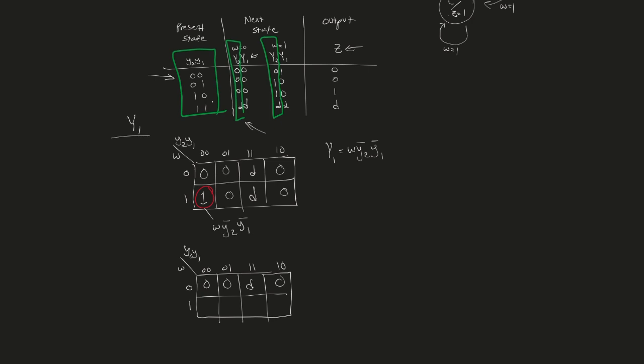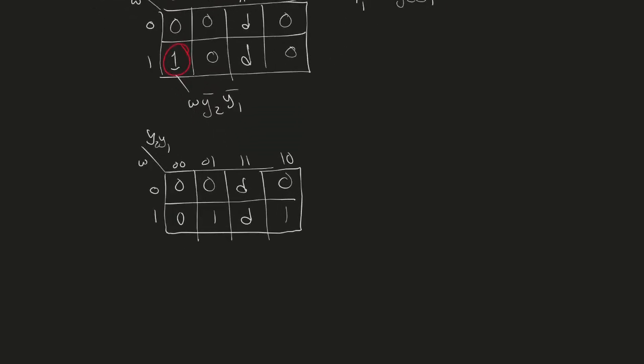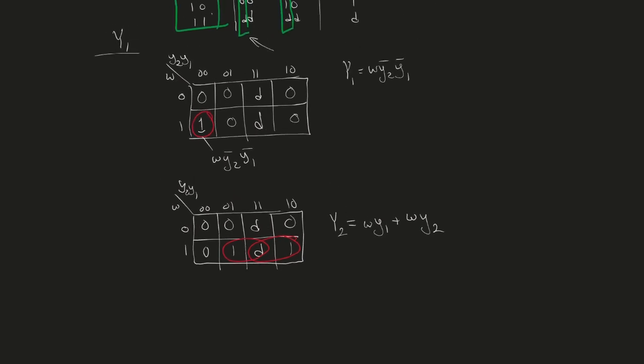For when W is 1, when it's 0, 0, it's 0. When it's 0, 1, it's 1. When it's 1, 0, it's 1. And when it's 1, 1, it's don't care. So for this one, we can group them in this way. And so y2 will be W y1 plus W y2.